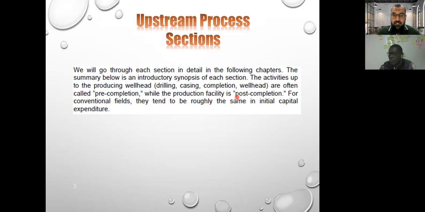So we have two definitions now we need to also remember. Pre-completion is mainly in drilling, in the wellhead, in the completion of the drilling area, exploration. After they finish, they go to the production facility. And this production facility is post-completion.